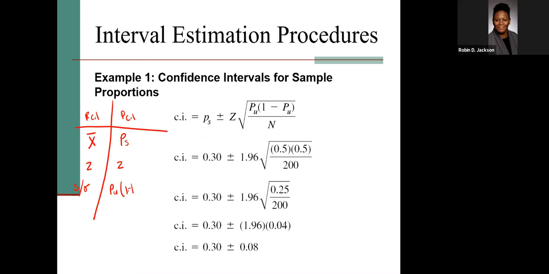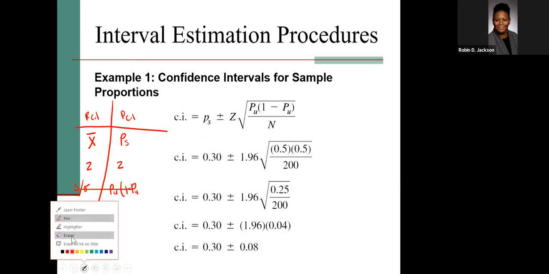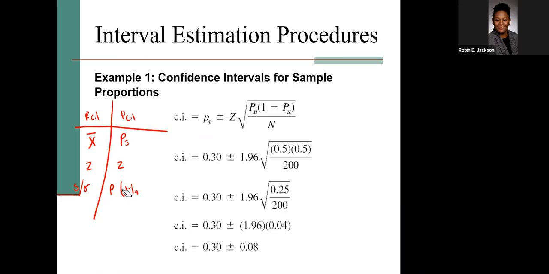1 minus, 1 minus P_U. Okay, I don't know what that line is, but it comes up there from time to time, and I don't know why. And I can't go back and just erase that. I don't think I can. Let me see. Oh, yes, I can.